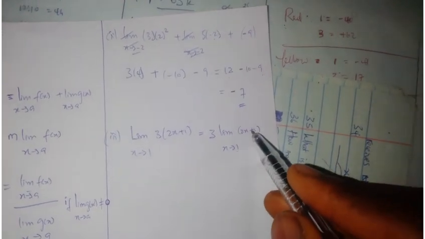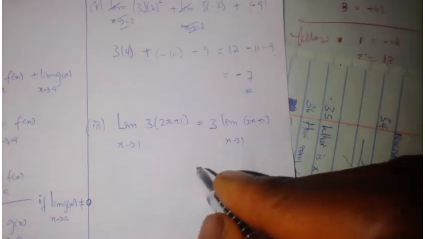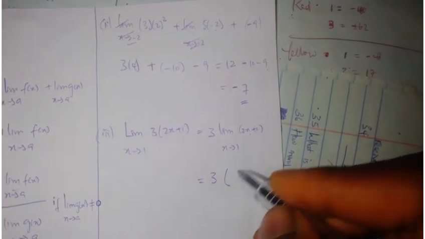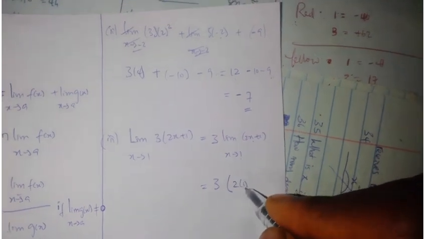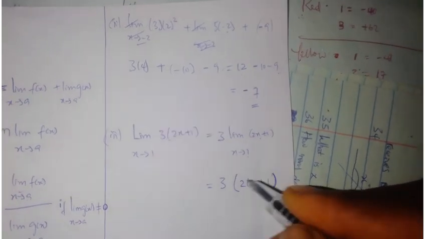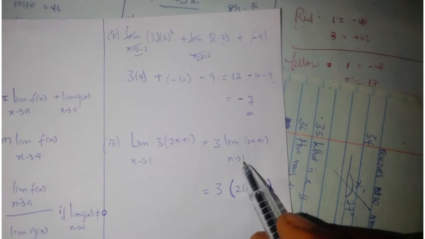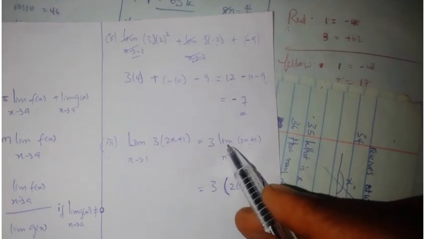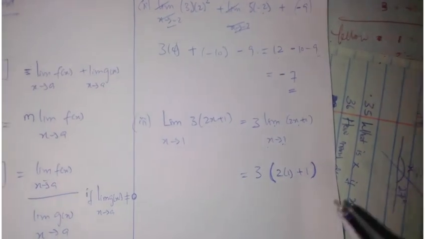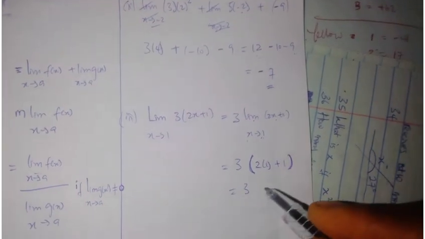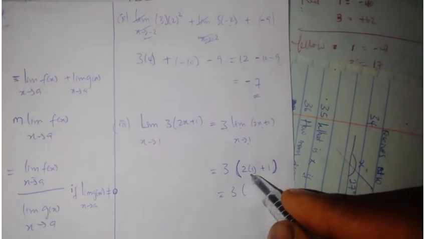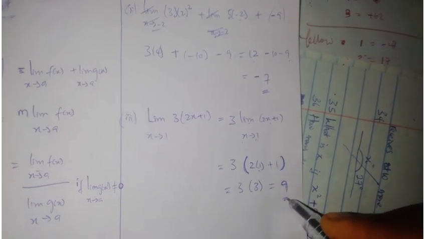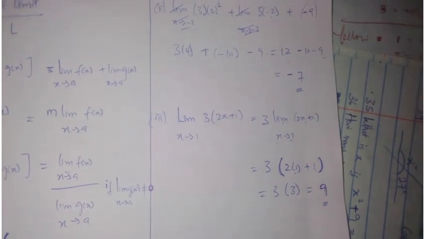It means you should put 1 where you see x in this equation, or that function, I mean. That becomes 3 into 2 into 1 plus 1. Immediately I am putting your values of x, your limit does not appear again. Your limit disappears basically. So this now becomes 3 into 2 times 1 is 2, plus 1 is 3. So my answer is 9. So it means direct substitution is still working.